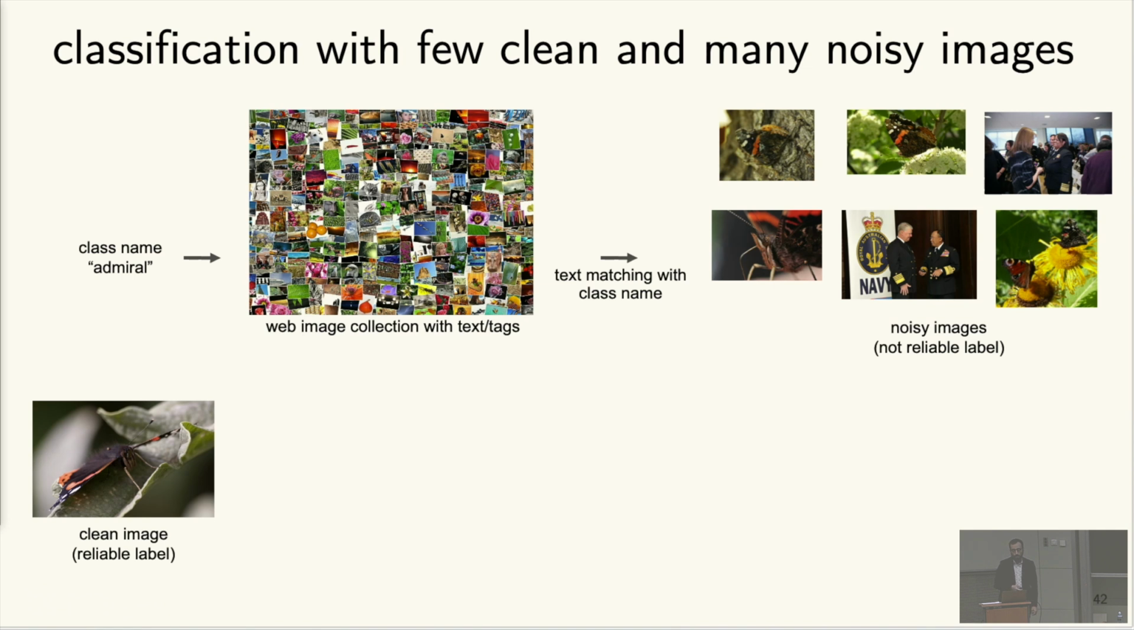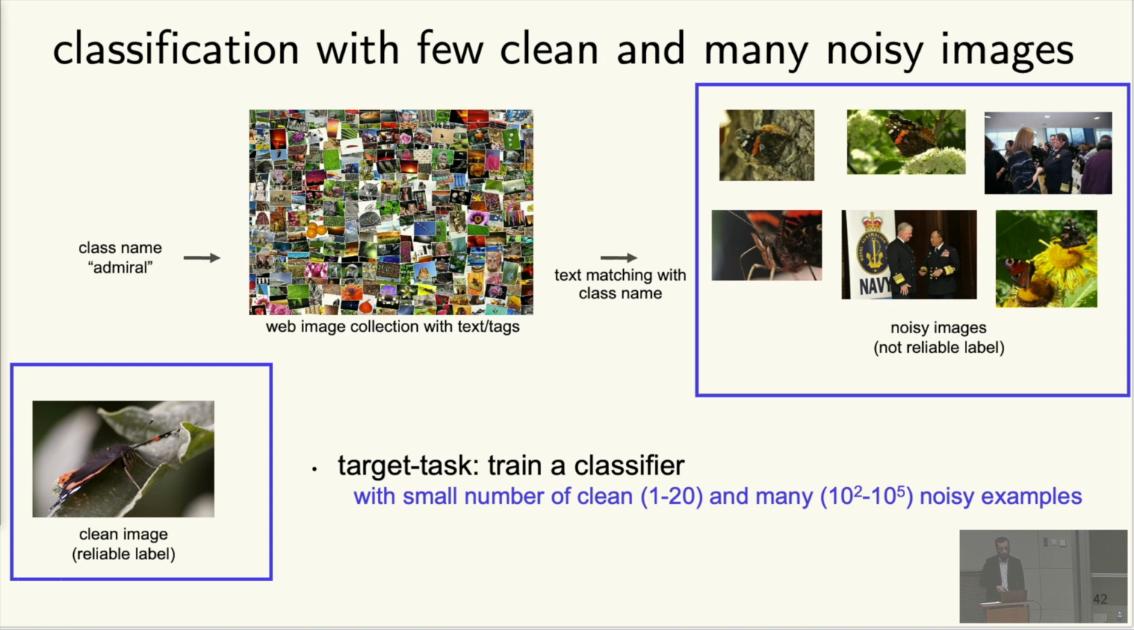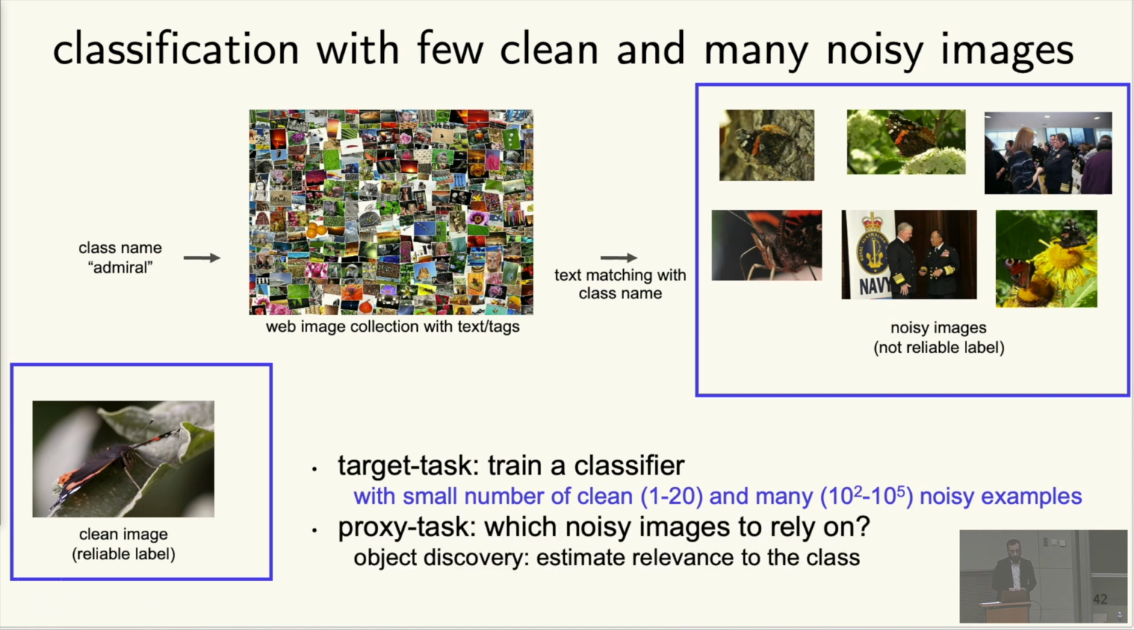And we see all sorts of problems there, with polysemy of the class name, with objects in different context, form, etc. And the goal here is to train a classifier while exploiting both clean and noisy examples, while benefiting despite the large amount of noise in the dataset. Again, the proxy task that we define is to try to identify on which noisy examples we can rely. And we formulate this as object discovery, to estimate a relevance score for every noisy image with respect to the class.